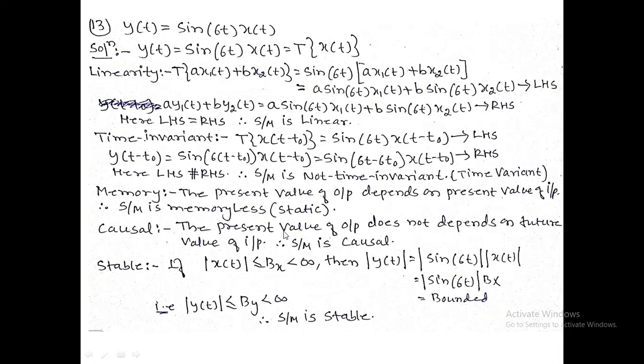Therefore, the system is a causal system because the present value of the output does not depend on future values of the input.